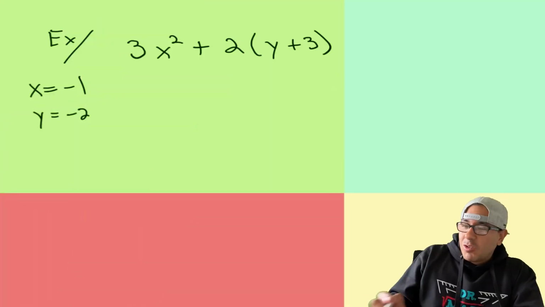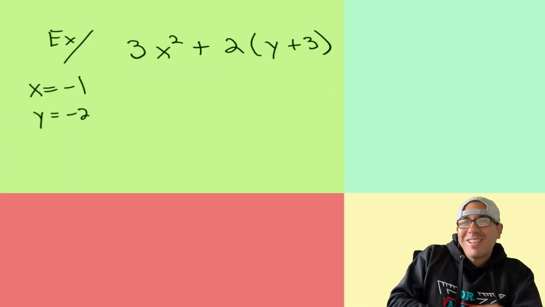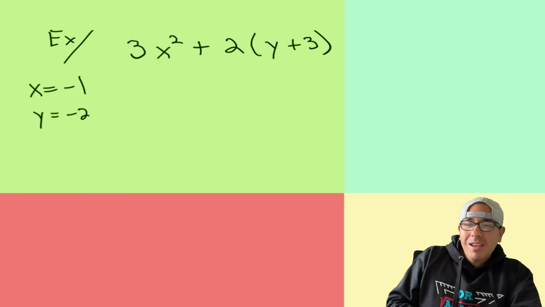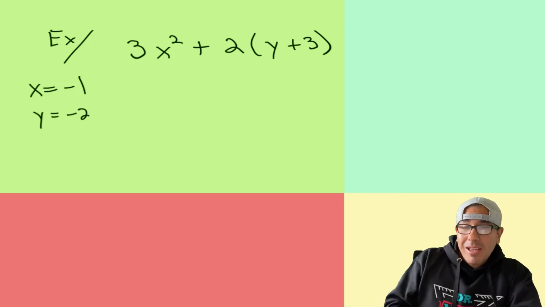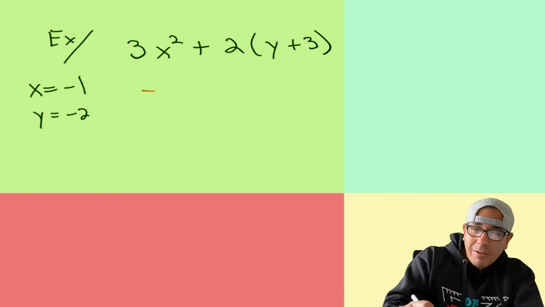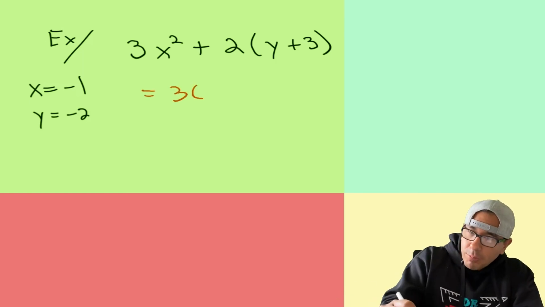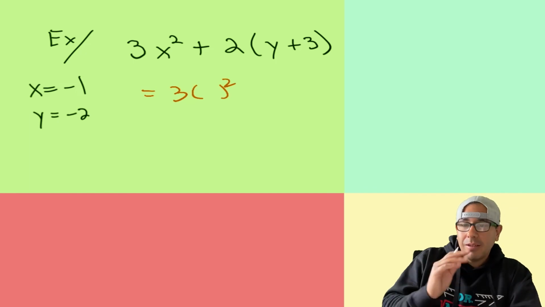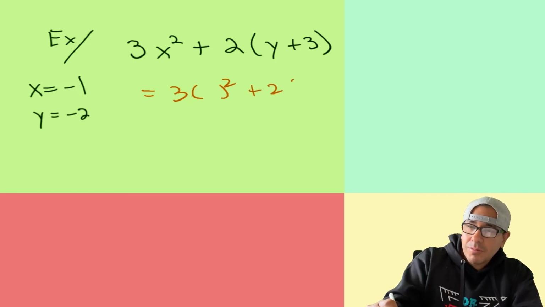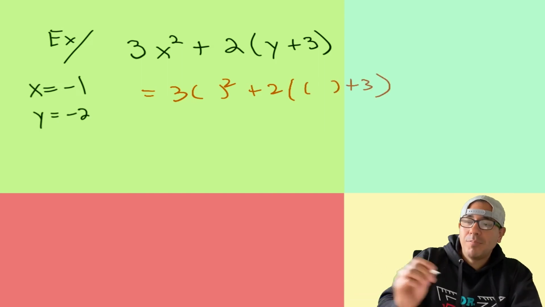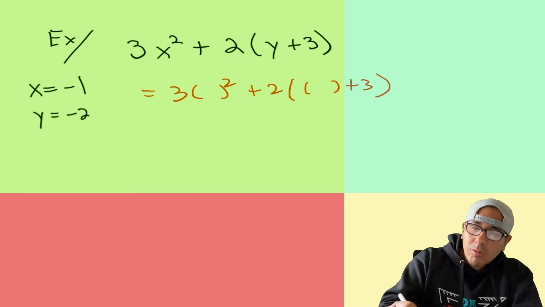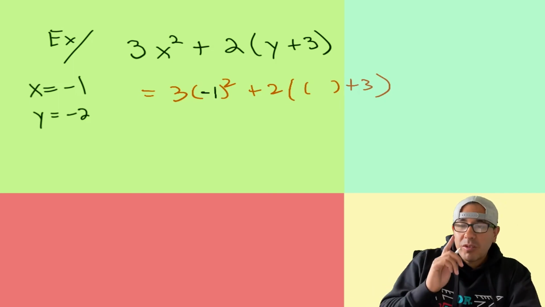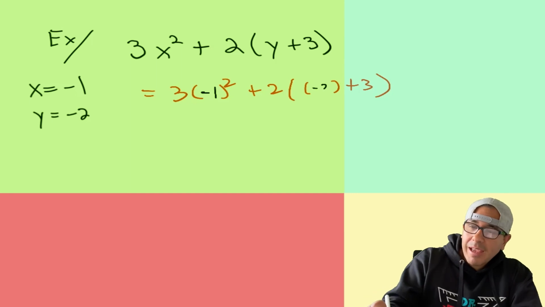All right, folks. So what we're gonna do here is wherever you see x, go ahead and plug in a negative 1, and wherever you see a y, you're plugging in negative 2. So let's go ahead and evaluate this. So you're left with 3, parentheses squared, right? Plus 2 times the quantity, parentheses plus 3. Well, now we just go in there, and wherever we saw x, we know we're plugging in negative 1. And wherever you saw the y, you're plugging in negative 2.